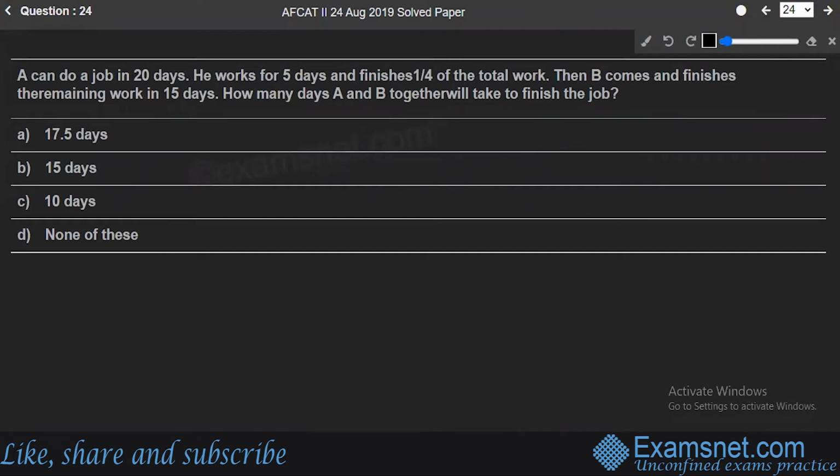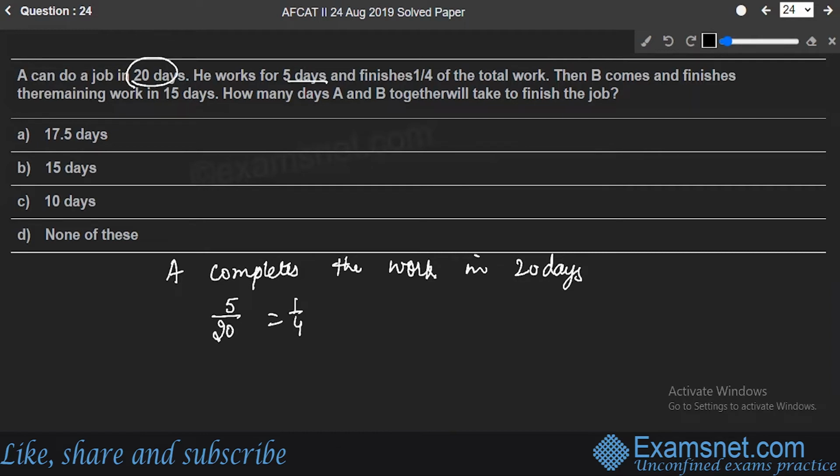Let's start with question number 24. A can do a job in 20 days. He works for 5 days and finishes 1 by 4 of the total work. Then B joins and he finishes the remaining work in 15 days. A and B work together. How many days will they take to finish the job? So first of all, A completes the work in 20 days, right? He worked for 5 days and he completed 1 by 4 of the work, right?